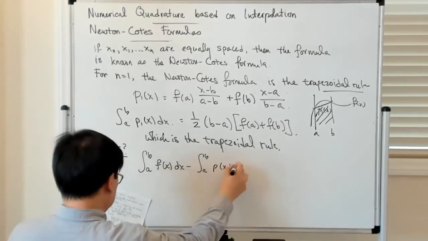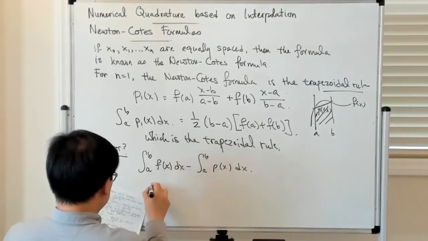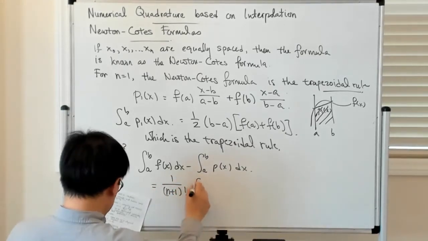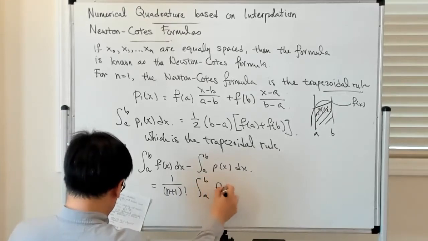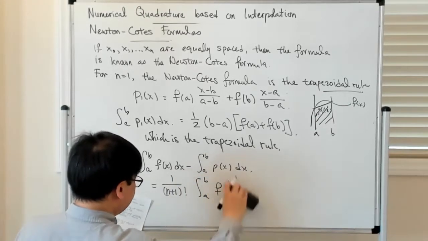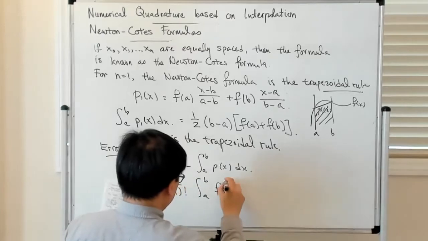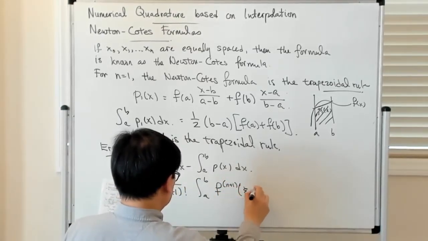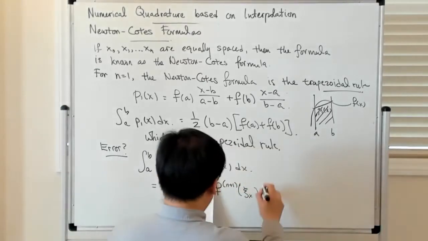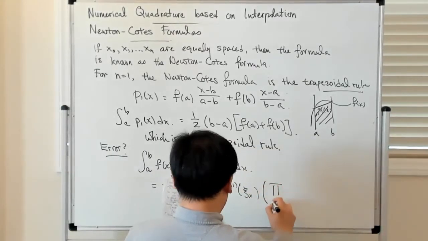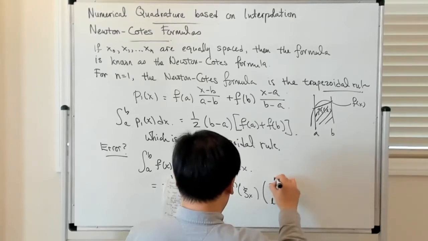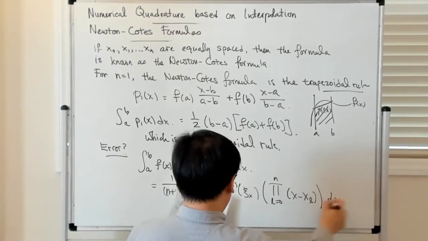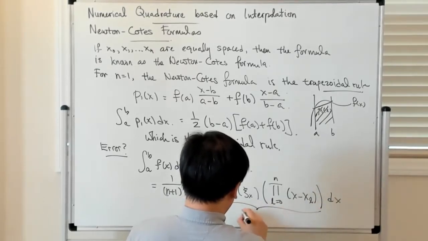of p of x dx, right, is equal to 1 over n plus 1 factorial, the integral from a to b of the n plus first derivative of f, right, at some unknown point ξ(x), times this product, l equals 0 to n, of x minus x_l dx, right? So this is just the remainder term.